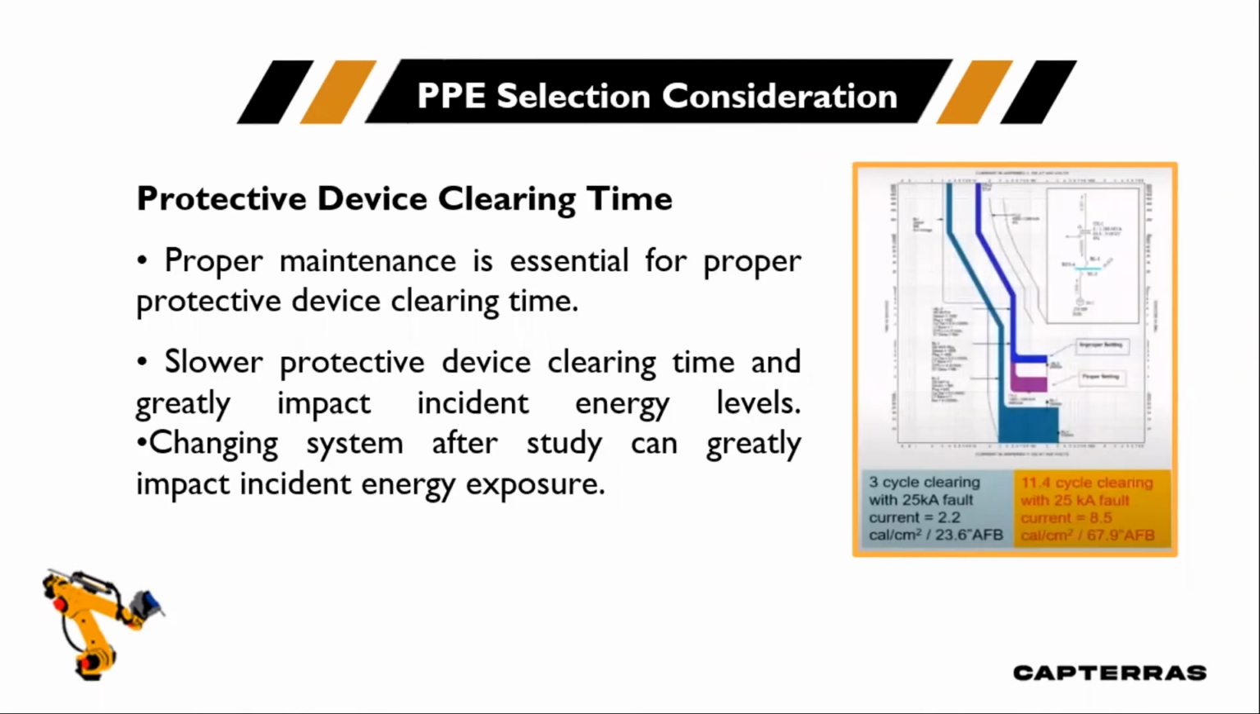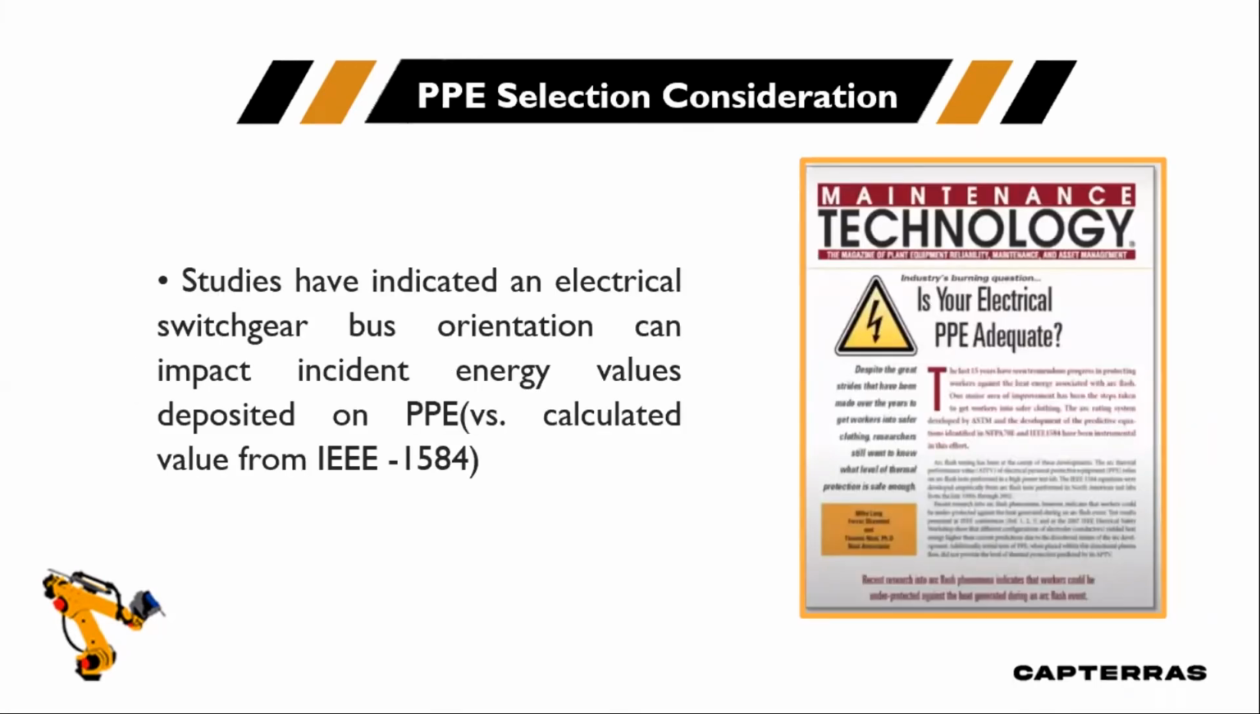For protective device clearing time, proper maintenance is essential. Slower protective device clearing time can greatly impact incident energy levels. And changing the system after a study can greatly impact incident energy exposure. This image talks about the circuits and some considerations of transformers. Continue with the selection considerations.